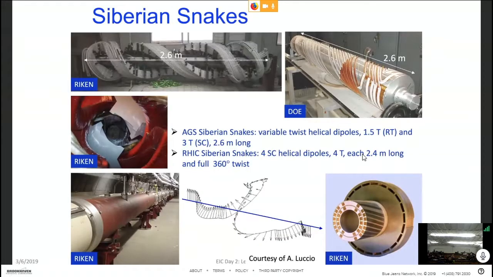The Siberian snake magnets are very, very special magnets. They help maintain the polarization of the proton. How do they do that? So what happens in acceleration, and these are the diagrams that are shown here, you can see how the winding of this thing is about 2.6 meters. That's really what it is. And that's how it looks inside here, inside the magnet. These were built by RIKEN in Japan and the Department of Energy, one of them each.